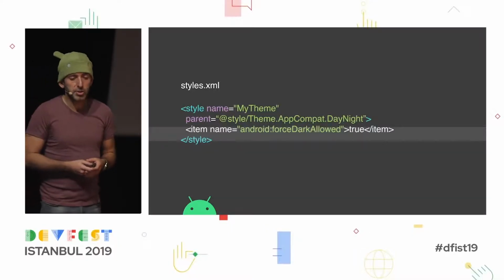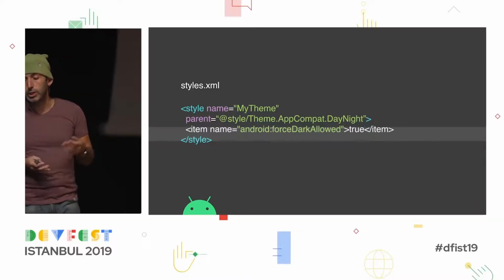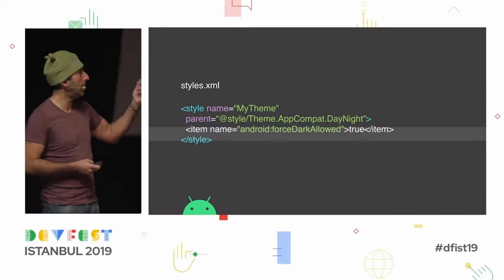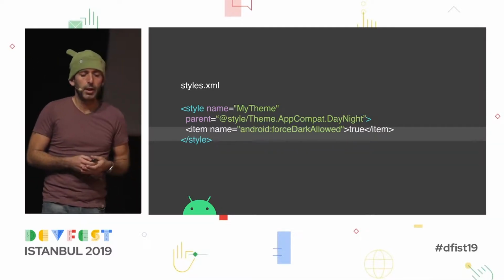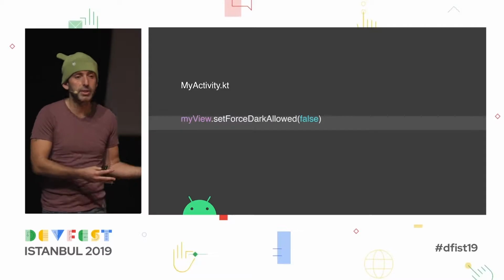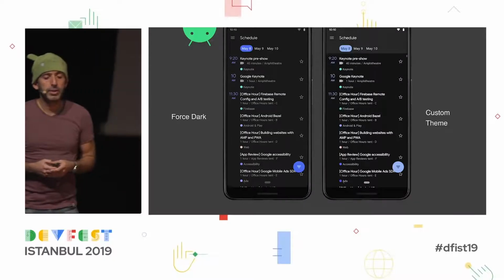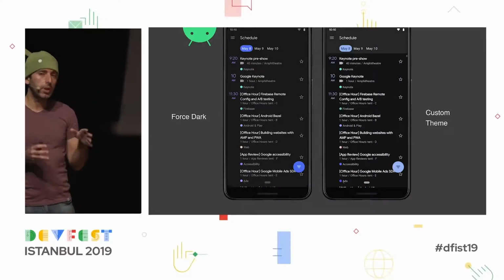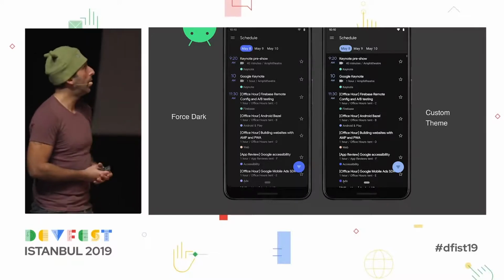In order to use it, again, that's not turned on by default, so you need to opt in by setting Force Dark allowed in your styles XML. And you can also disable or enable it for some activities, but not for the others, programmatically. And with Force Dark, most of the time, you will get a very good result. But again, that's not perfect.